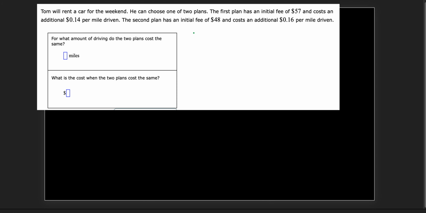So with the first plan, there's 2 parts to that cost. The 57 plus an amount per mile, so 14 cents per mile. The other plan has the same structure, but $48 plus 16 cents per mile. And when do they cost the same? That's when we will take those 2 expressions and set them equal to each other. Gosh, I cannot get my symbols right. 48 plus 0.16 m.